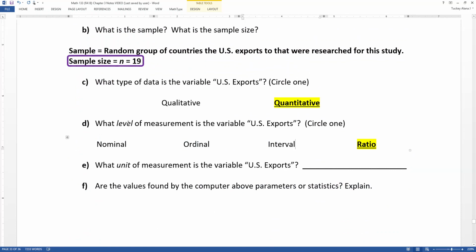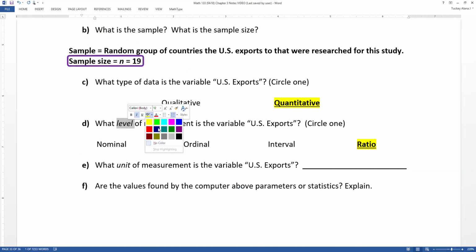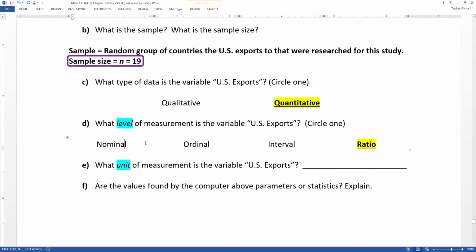Okay, now the next bit, a lot of students get confused about the level of measurement and the unit of measurement. They're not the same thing. Level of measurement is saying, hey, nominal's low level of measurement, ordinal's better, interval's even better, and ratio's the best, right? Those are kind of the way that goes.